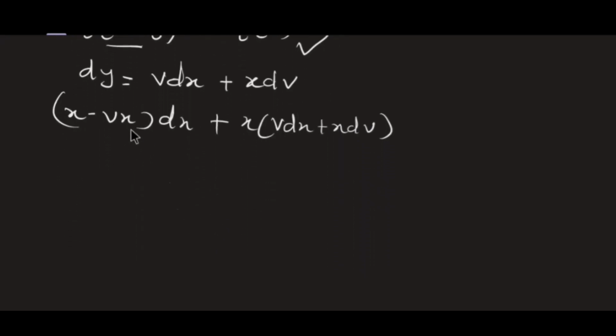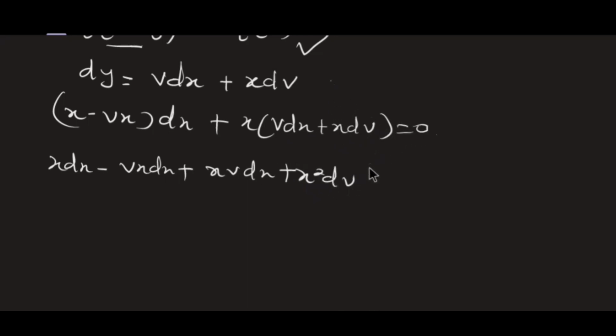At this point, I'll multiply through and I'm getting x dx minus vx dx plus xv dx plus x squared dv. Everything here equals 0. Hence v x dx, this is negative, this is positive. It can cancel out and I'll be left with x dx plus x squared dv equals 0.